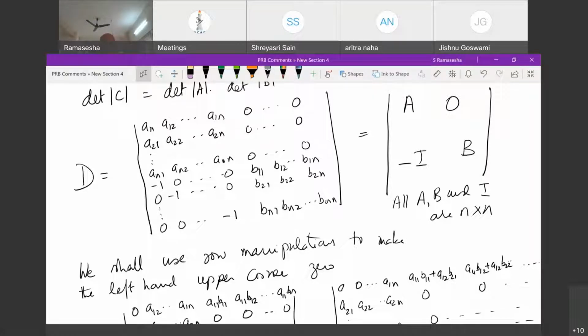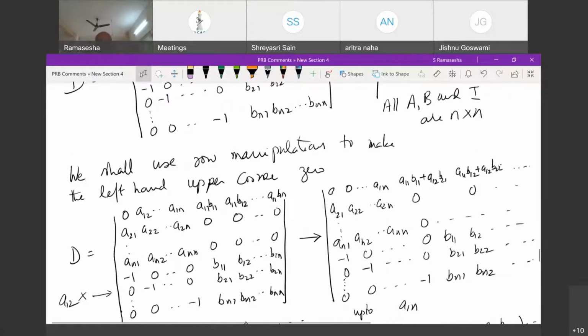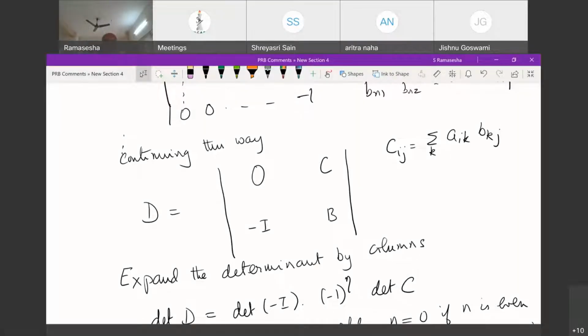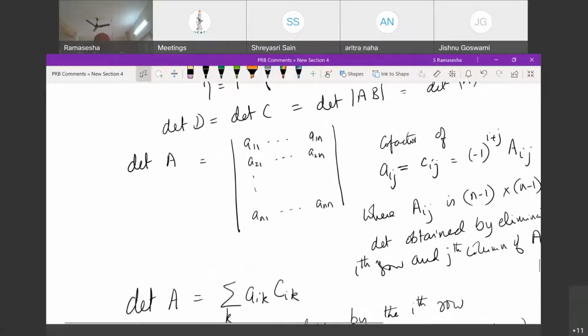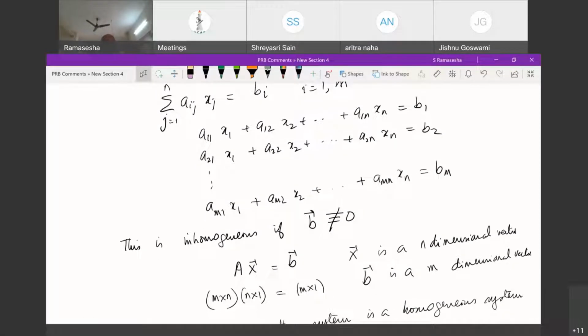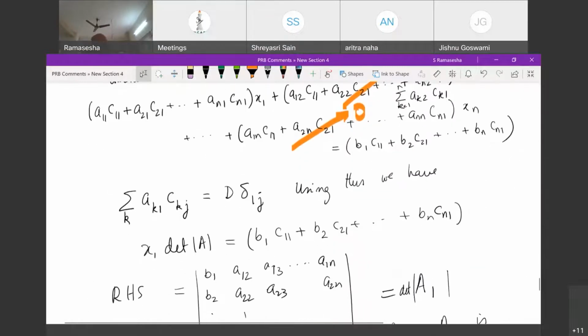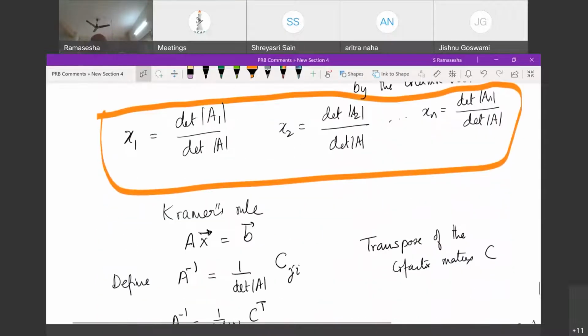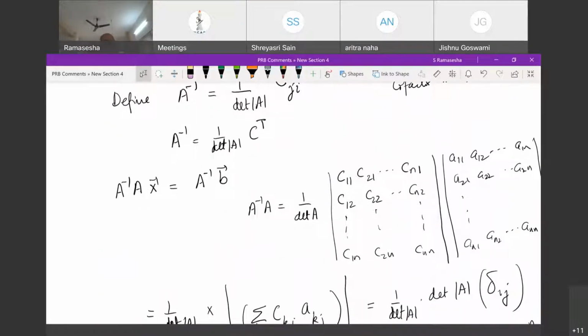But what I showed was that this determinant D can be written in a fashion such that I get a 0 on the upper left hand corner, and then the determinant of the matrix C, which is the multiplication of A and B, and then a minus identity and B. This could be expanded by rows, and you would get basically that determinant C is equal to determinant D. And since C is equal to A times B, and determinant D is equal to determinant A times determinant B in one case, and determinant C in the other case, I know that determinant A into determinant B is determinant C. So the first part I had not shown, mainly that determinant D is equal to determinant A into determinant B. I only showed that determinant D is equal to determinant C, where C is the product of A into B. Is that clear?